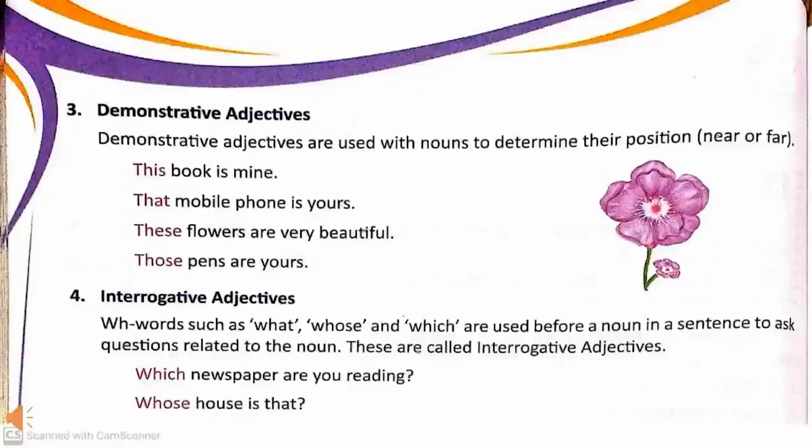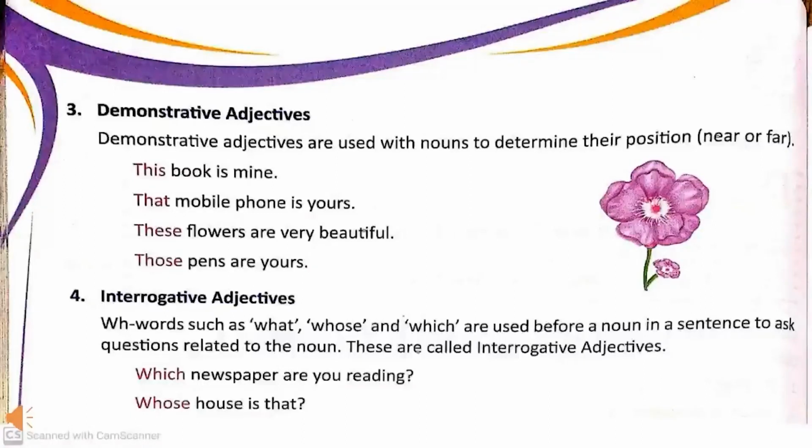Next kind is demonstrative adjectives. These are used with nouns to tell their position, means to say the thing we are talking about is near or far. For example, this book is mine, that mobile phone is yours, these flowers are very beautiful, those pens are yours. In these sentences, this, that, these, those, these demonstrative adjectives are telling the position of the nouns.